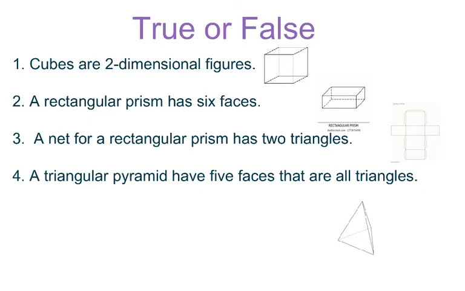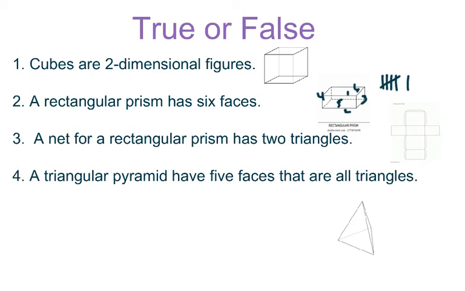Number 2, a rectangular prism has 6 faces. True or false? That is true. It has a top, a bottom. So if I can take tally marks, a top, a bottom, a left side, a right side, a front, and a back. 1, 2, 3, 4, 5, and 6.